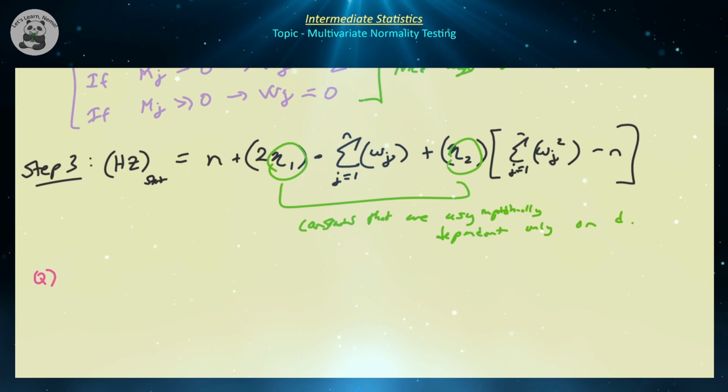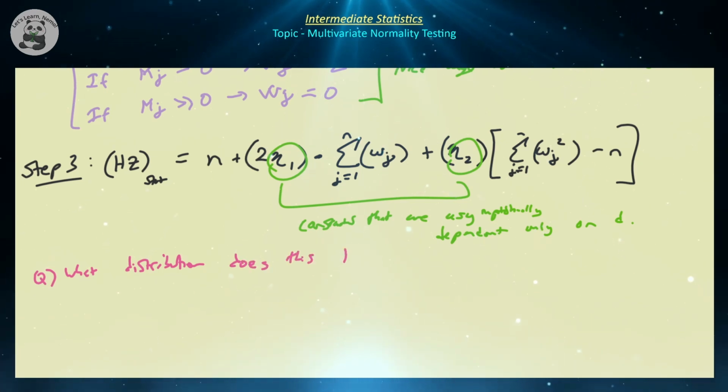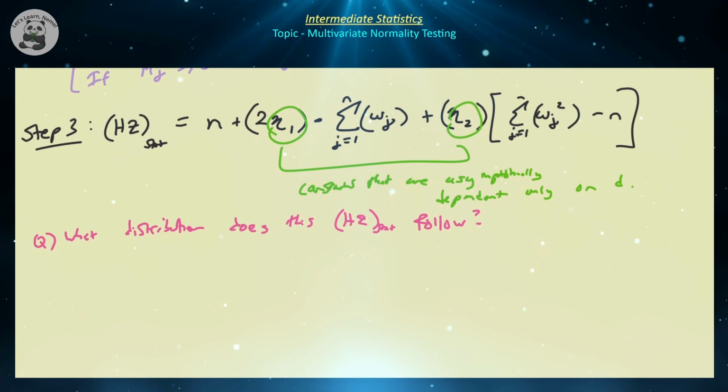So a nice little question is, what distribution does this HZ test statistic follow? Does it follow a chi-squared? Does it follow an f? Does it follow a z? Does it follow a t? No. So since it doesn't follow a special one, at least that I've mentioned, we can just say that it follows a HZ distribution. Right?